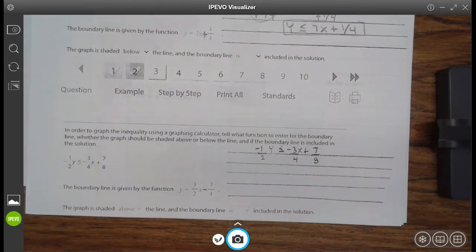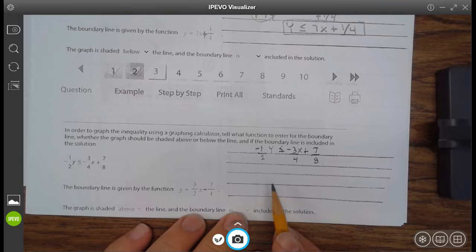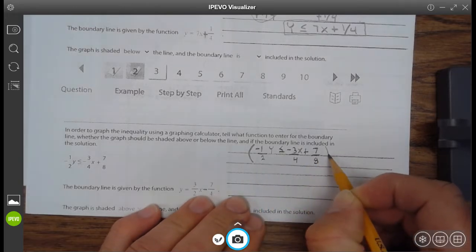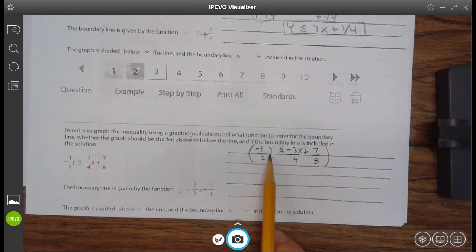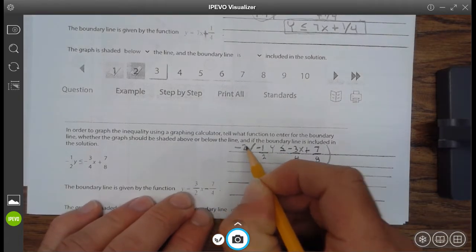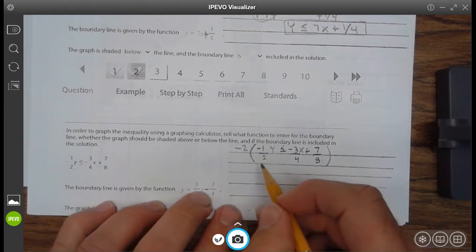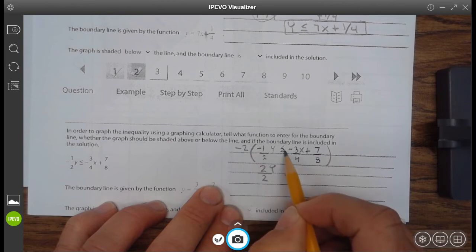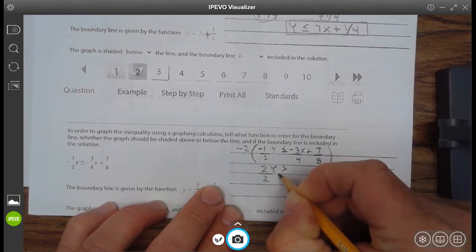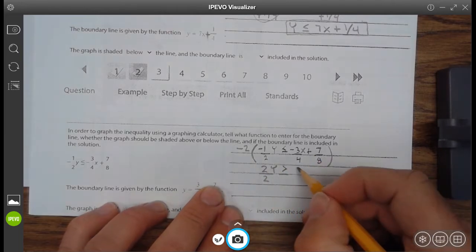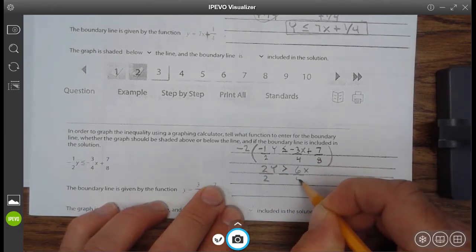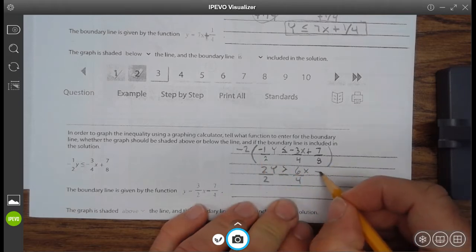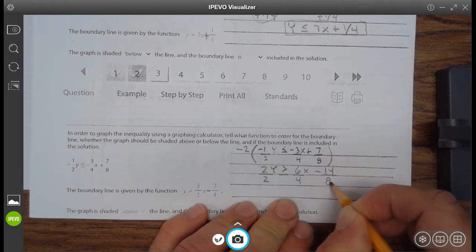All right, example 3. In order to graph the inequality using a graphing calculator, tell whether the function to enter for the boundary line, whether the graph should be shaded above or below the line, and if the boundary line is included in the solution. So we need to solve for y, so we're going to multiply. We only need to get y by itself, so we're just going to multiply everything by negative 2. Negative 2 times negative 1 is a positive 2y. Now, you're multiplying by a negative, so the inequality was here, now it's going to flip and be here. Negative 2 times negative 3 is a positive 6x divided by 4. And then negative 2 times negative 7 is minus 14 divided by 8.